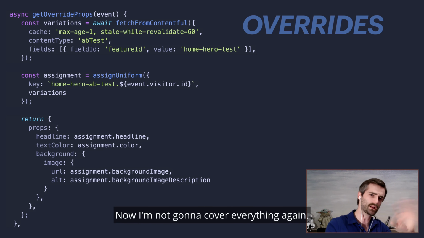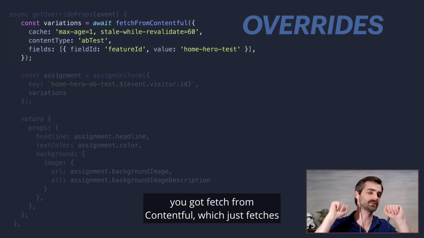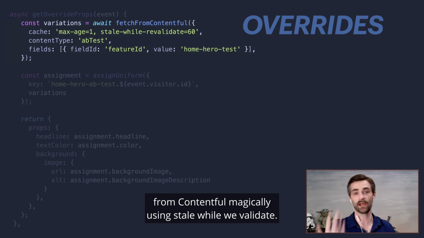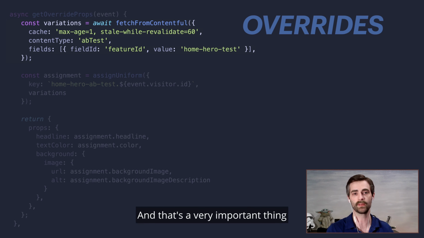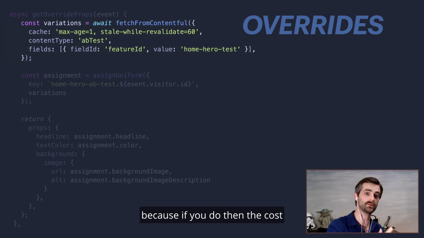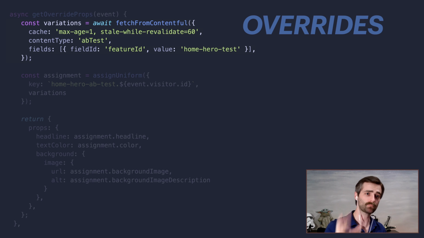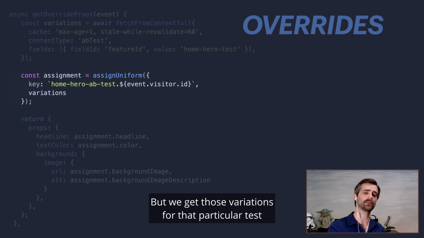Now, I'm not going to cover everything again, but like here you got fetch from Contentful, which just fetches from Contentful magically using stale while we validate. And that's a very important thing, because you don't want to always go to Contentful directly, because if you do, then the cost of going to Contentful delays your page, right? But we get those variations for that particular test.